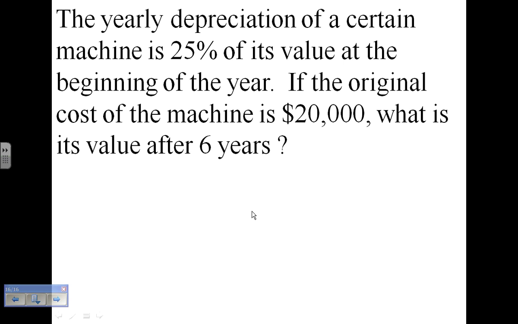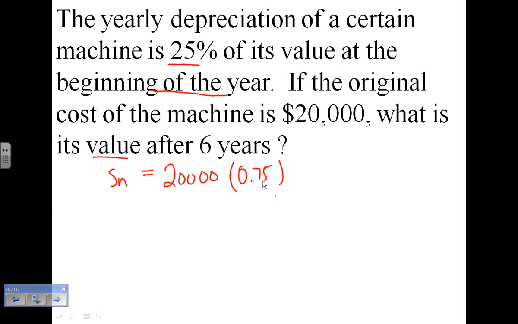All right. The yearly depreciation of a certain machine is 25% of its value at the beginning of the year. If the original cost of the machine is $20,000, what is its value? That means what's it worth. If it depreciates 25% a year, that means it holds on to the value of 75%. So you're looking for the nth term value after 6 years.